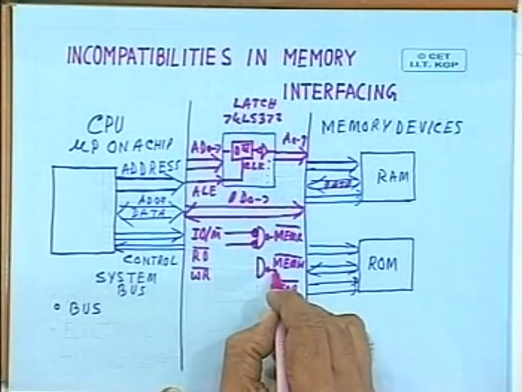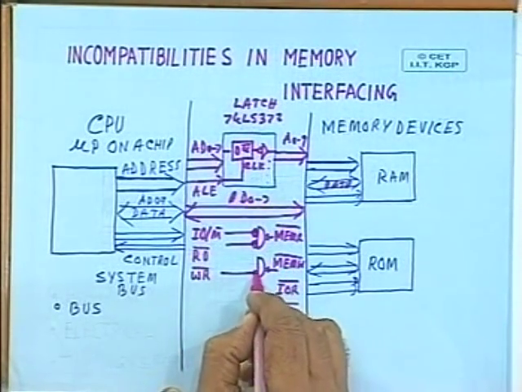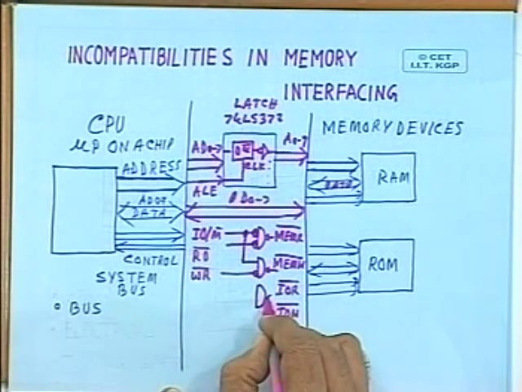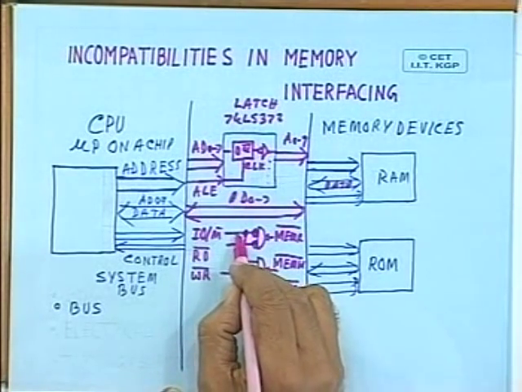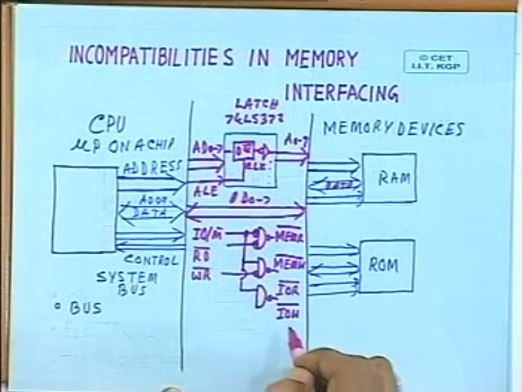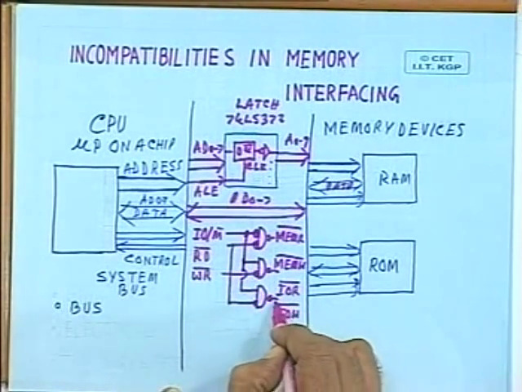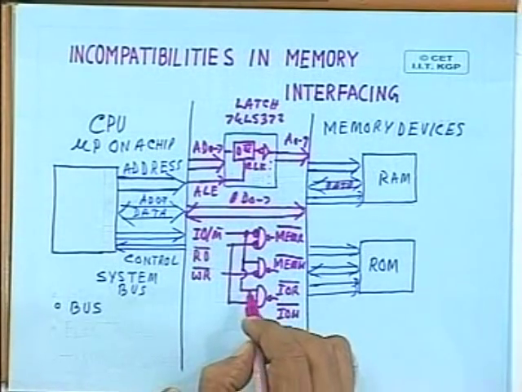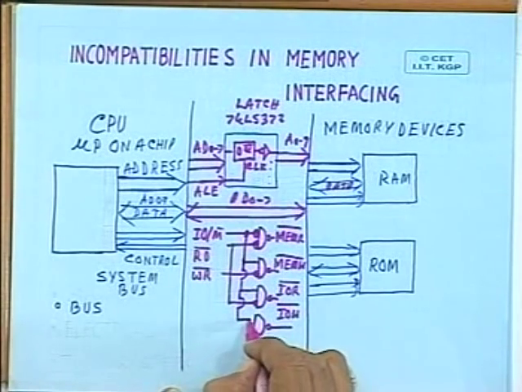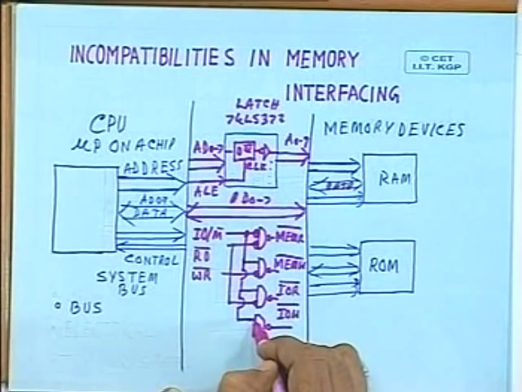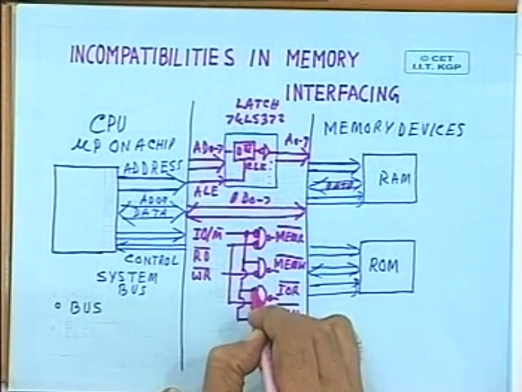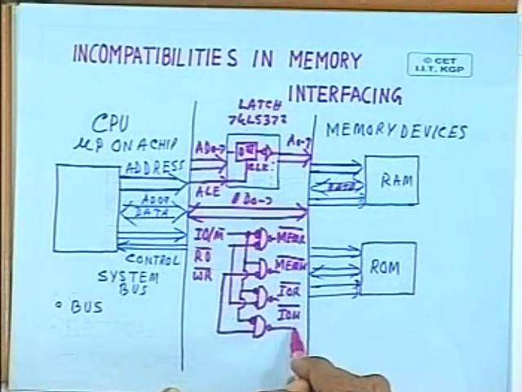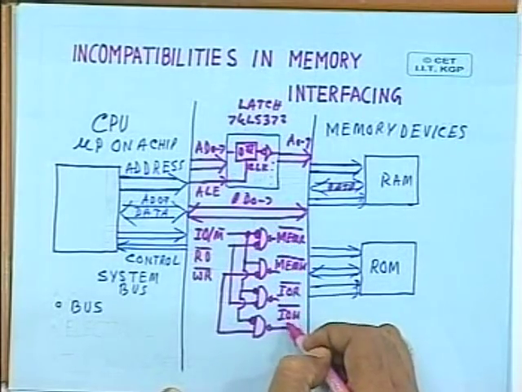Similarly, you will require another signal, memory write. You have to apply this signal and also this IOM signal to get memory write. Similarly, you can generate IO write by applying this signal as well as this read signal. Similarly, IO read has to be low here, and this write signal has to be applied to this, and you will get IO read.